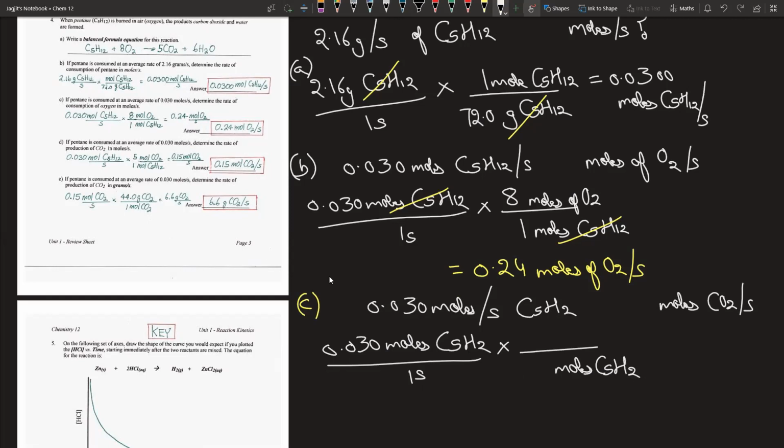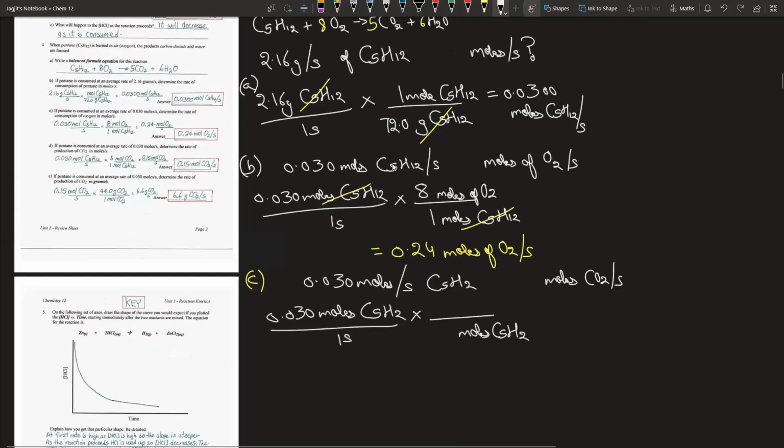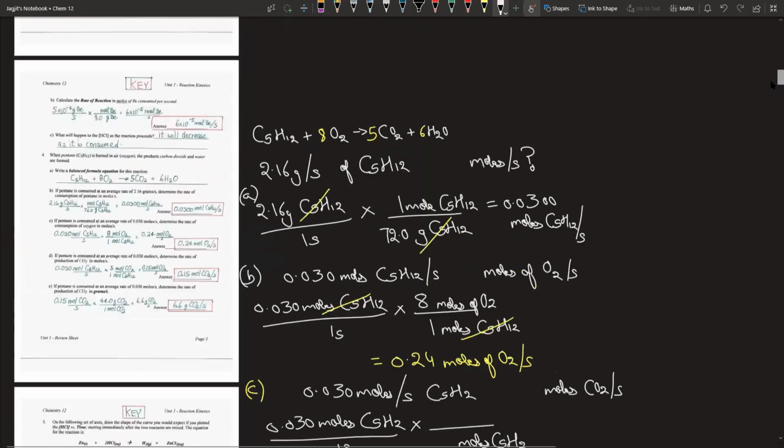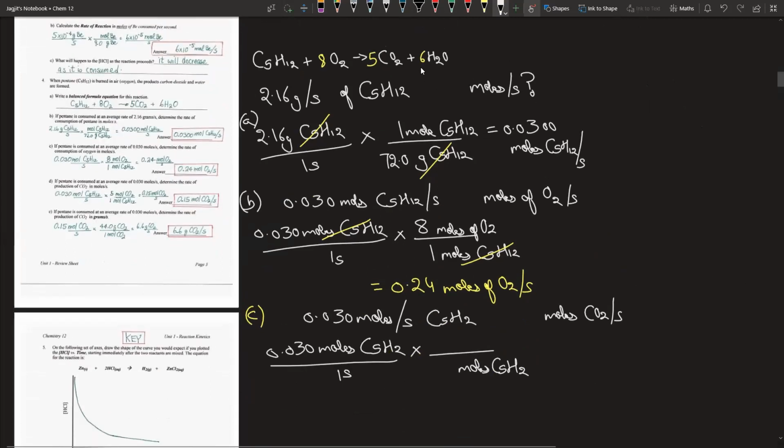And I say okay, what's the number in front of C5H12? Let's look at our balanced equation. So the number in front of C5H12 is 1, and the number in front of CO2 is how much? 5. So for 1 mole of C5H12, I get 5 moles of CO2. Do you guys agree? Yeah.